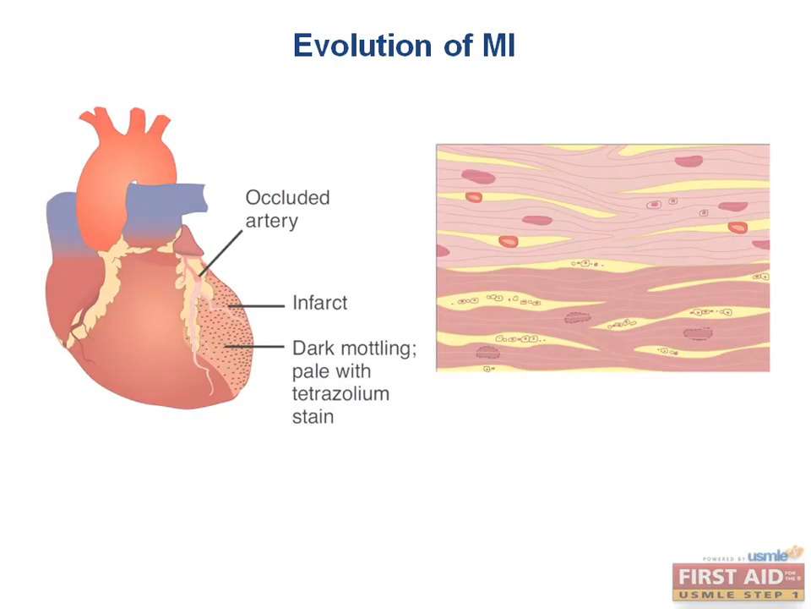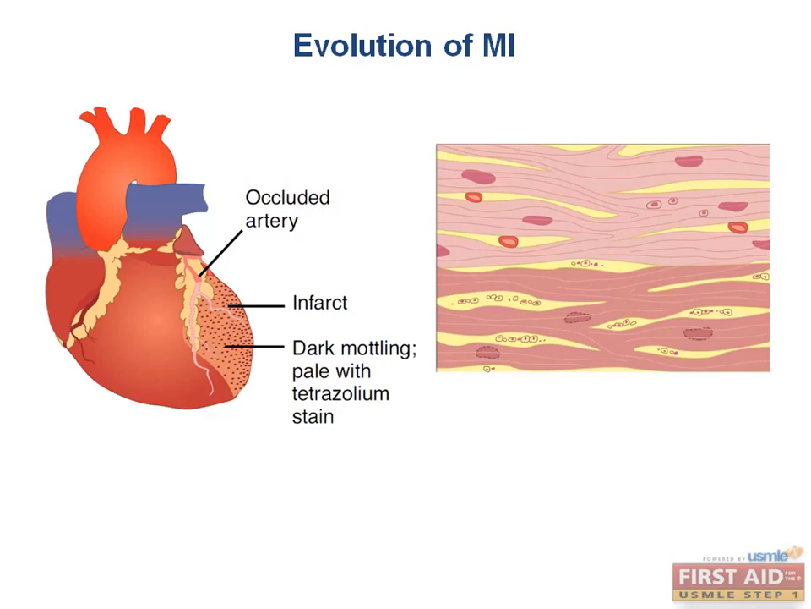And that is exactly what we see here in this image. So let's look at the features of an MI visible in the first 4 to 12 hours. Your Step 1 exam will describe the histopathologic changes or provide you an image of the microscopy. Gross features are nowhere near as high yield, but you can easily understand them if you know what is going on at the microscopic level.